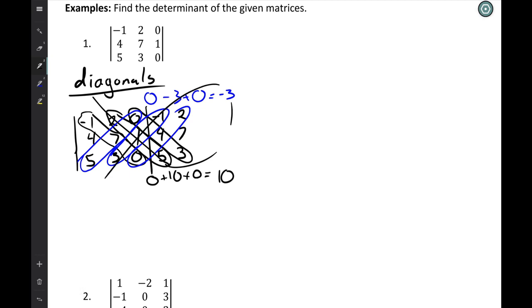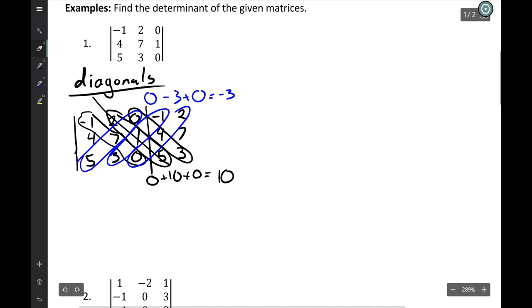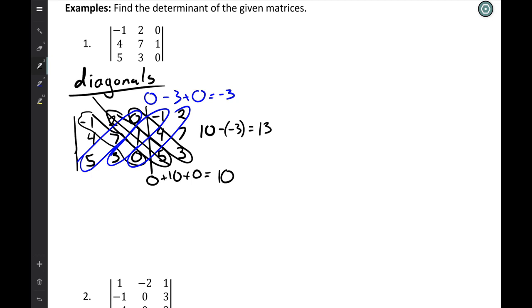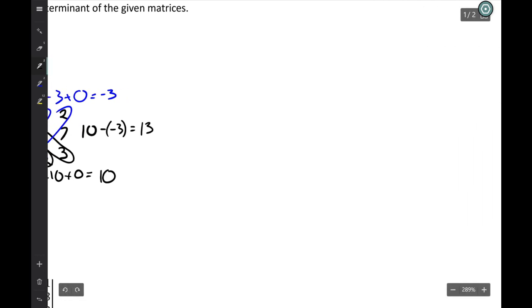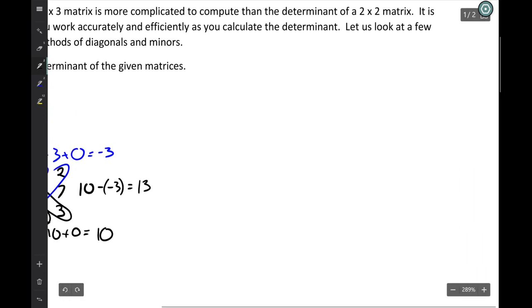So just like what we would have done had you been finding the determinant of a 2x2, which I think is kind of nice. Get rid of these lines a little bit because we don't need them so much. Okay, so you got 10 minus -3, which gives us 13. So 13 is our determinant using diagonals. Okay, the other method we have is using minors.